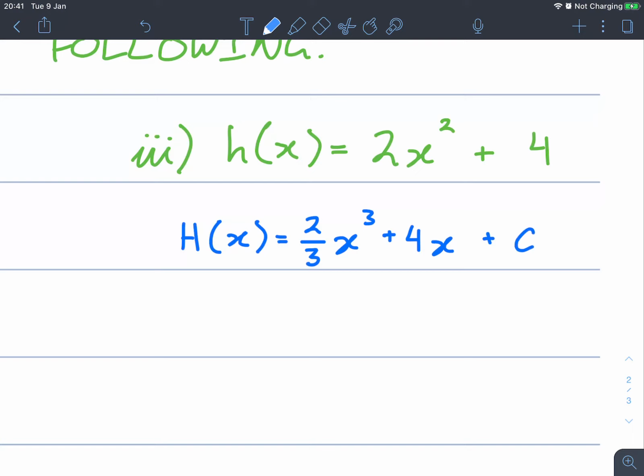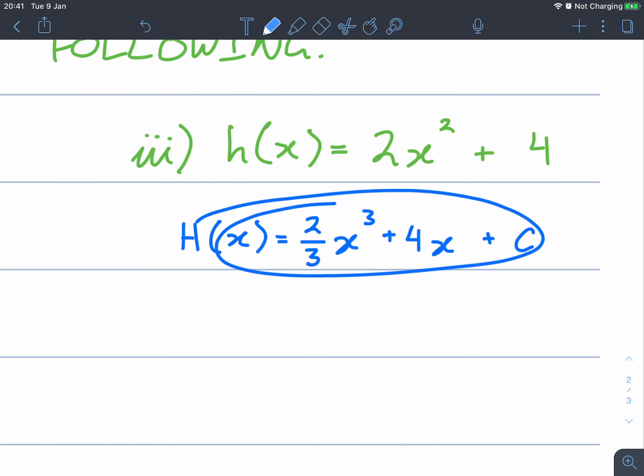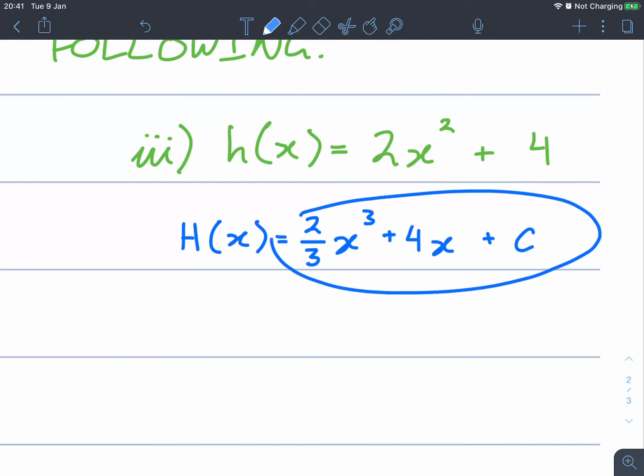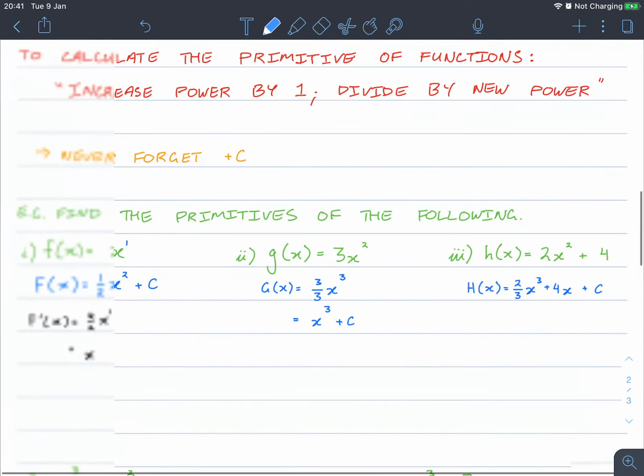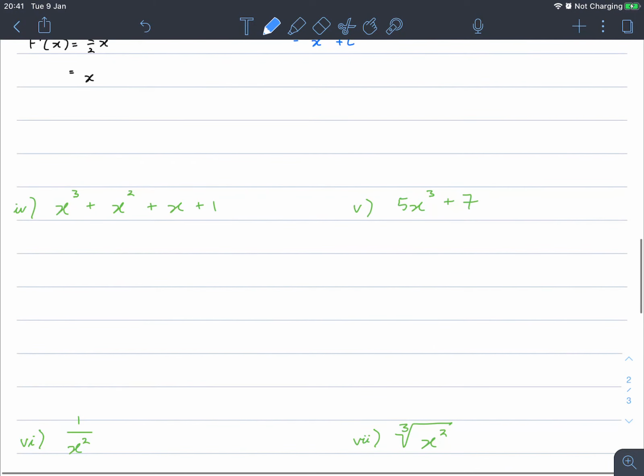Once again, you can test if your answer is correct. If you differentiate this and we come back to our original question, you have found the correct primitive. Let's do this one more time.